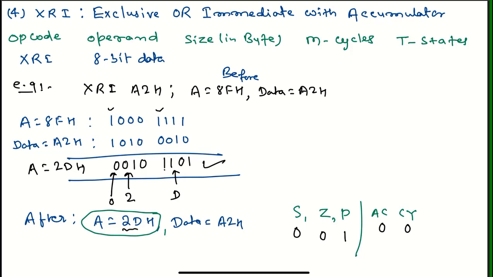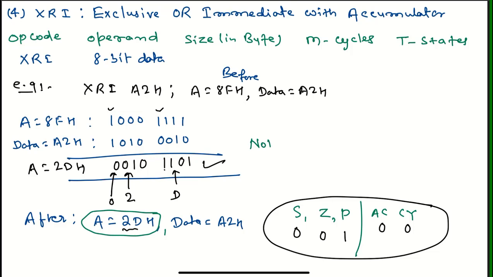Sign flag will be 0, zero flag will be 0, parity flag will be 1, and carry and auxiliary carry both will be reset. That means 0 and 0. So now this is the main important part, whatever I had given for the flags. We'll write it here in the note also.